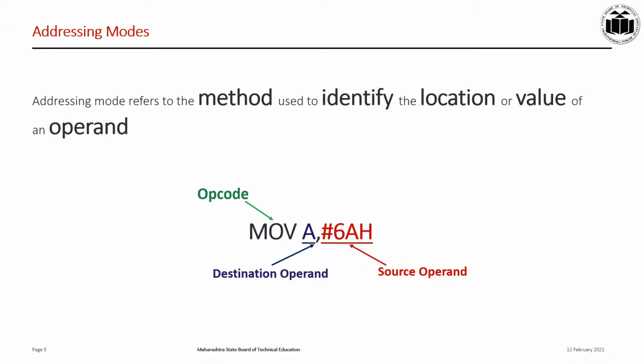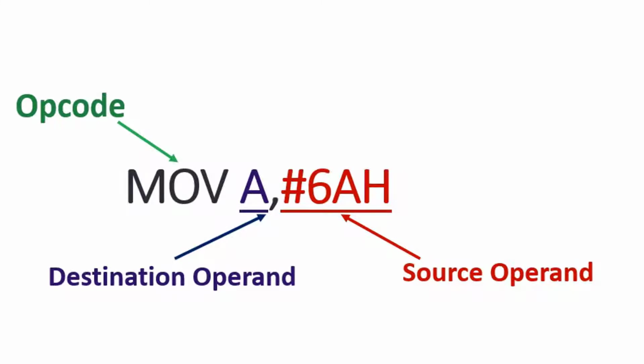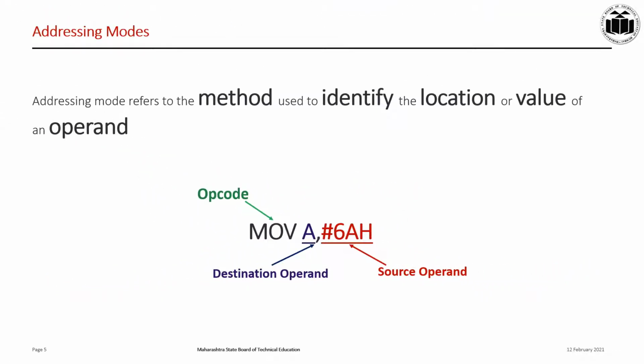Here, in this example, A is the destination operand and 6A is the source operand. After the execution of this instruction, data 6A is moved to accumulator A. There are 5 different ways to execute this instruction, and hence we say we have got 5 addressing modes of the 8051, that is immediate addressing mode, direct addressing mode, register addressing mode, register indirect addressing mode, and indexed addressing mode.